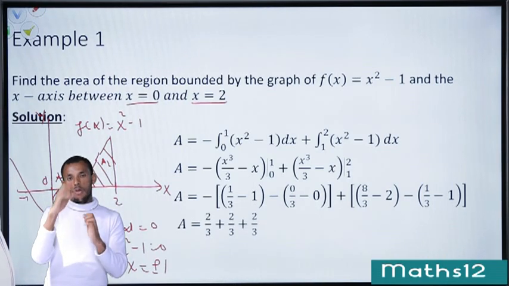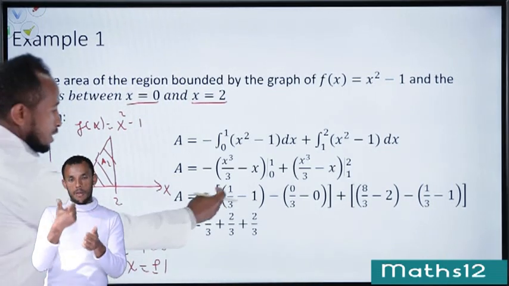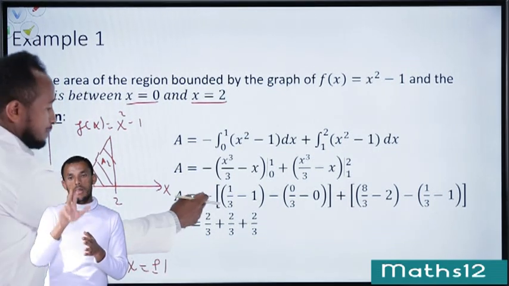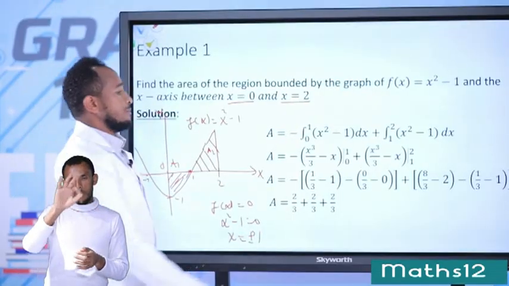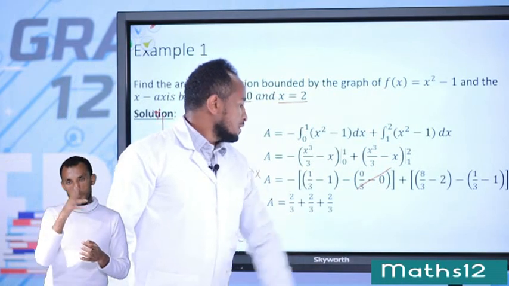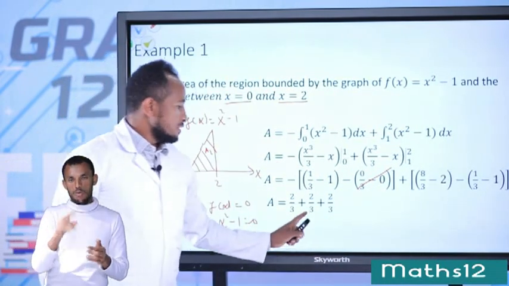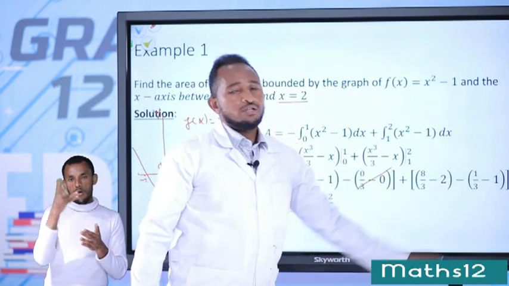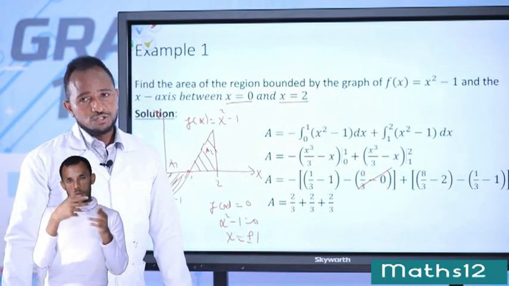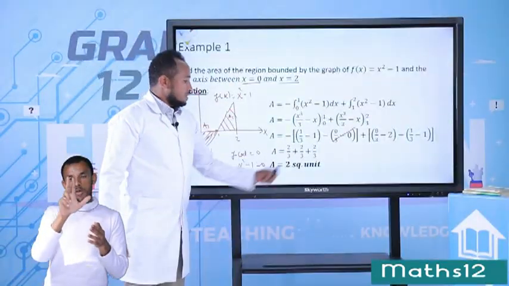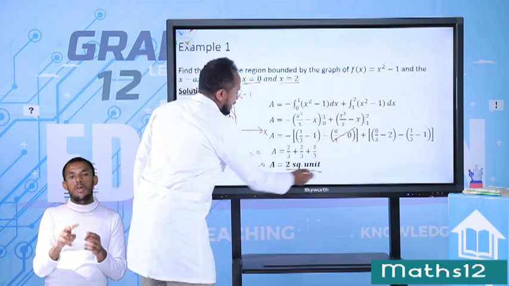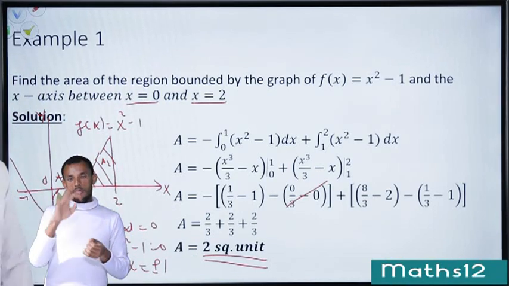So when you evaluate this, you'll have the following. 1 over 3 minus 1 is minus 2 over 3, so multiplied by minus, you'll have 2 over 3. This part is 0. And 8 over 3 minus 2 is also 2 over 3. And this 1 over 3 minus 1 is minus 2 over 3, multiplied by minus here, so you'll have 2 over 3. Therefore, when you add this, the answer will be 2 square units. So this is the area of this region.